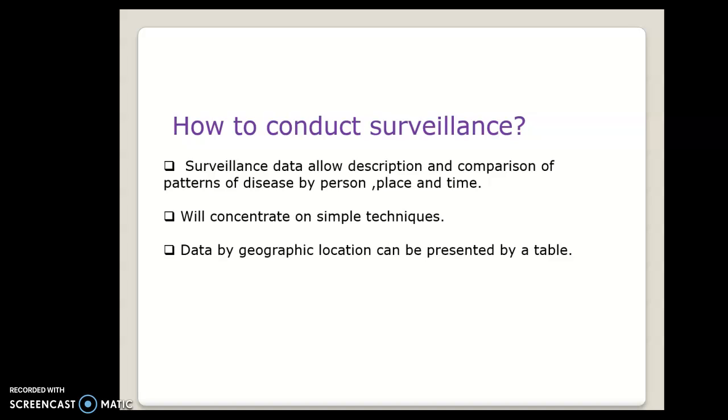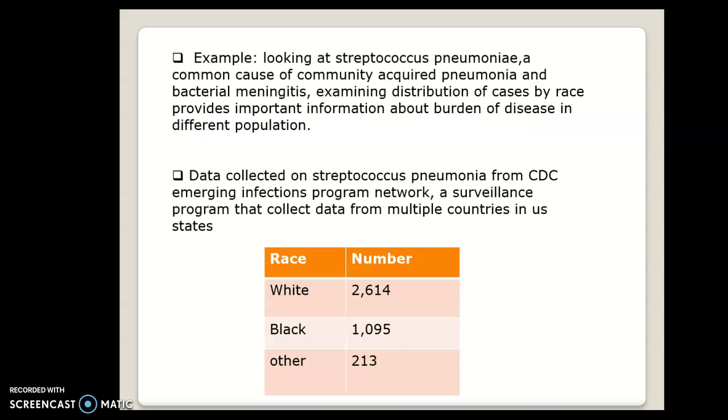We will concentrate on simple techniques, and data by geographic location can be presented in a table. Coming to the example, when we take Streptococcus pneumoniae, the common cause of community acquired pneumonia and bacterial meningitis, we examine the distribution of cases by race, which gives important information about the burden of the disease in different populations. Whites have 2,614, whereas blacks have 1,095, and others have only 213 cases reported.